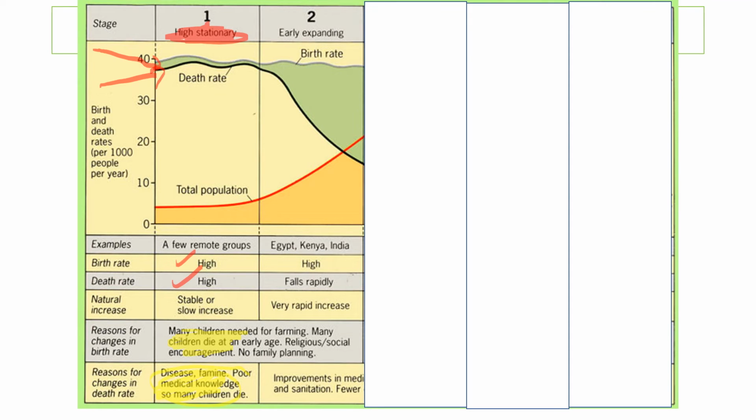You then go to early expansion. This is currently happening in countries like Egypt, Kenya and India, and this is when the birth rate is high. The birth rate maintains its high level, as you can see here, as it was before, but this time the death rate is starting to decline rapidly. If your birth rate stays the same and your death rate declines, you're going to have more people surviving to reproduce and have children themselves. So you get a very rapid increase in your population, and that might be due to different reasons. Your death rate might be declining because of better sanitation, better healthcare, more fitness, less dangerous jobs, things like that.